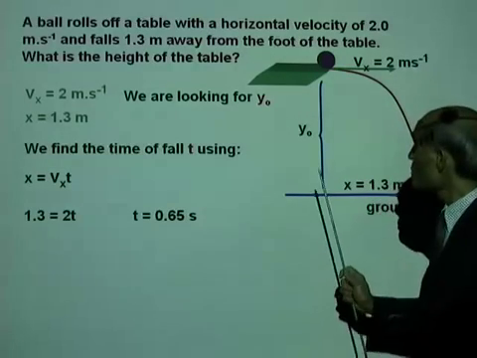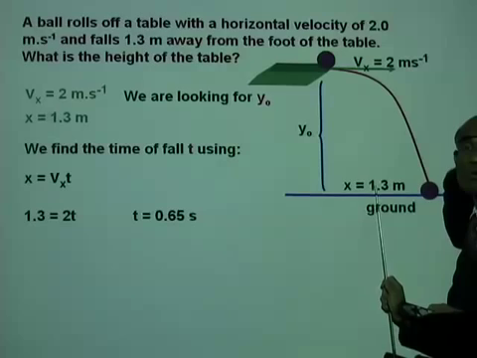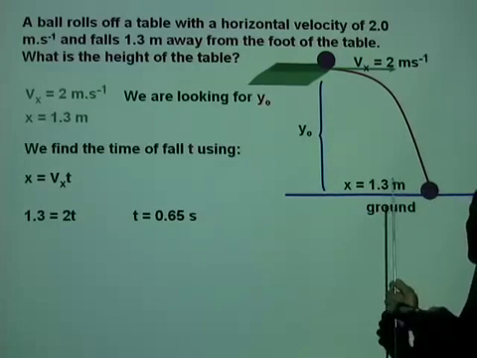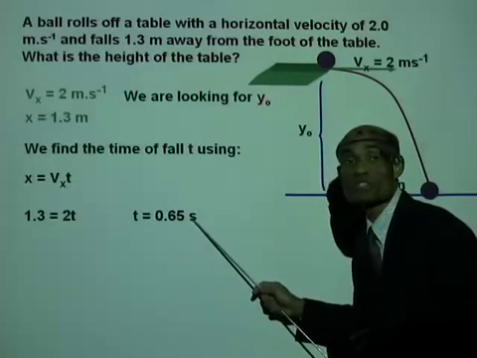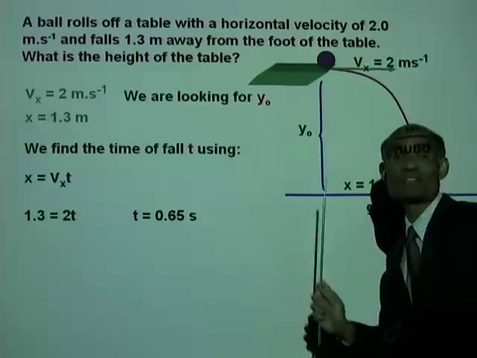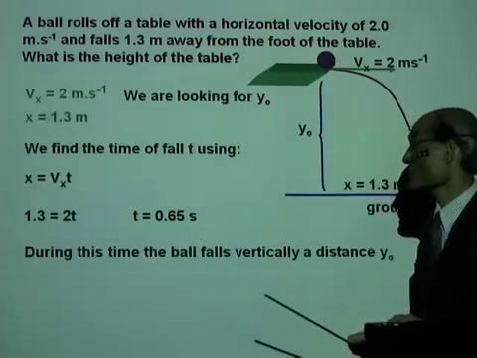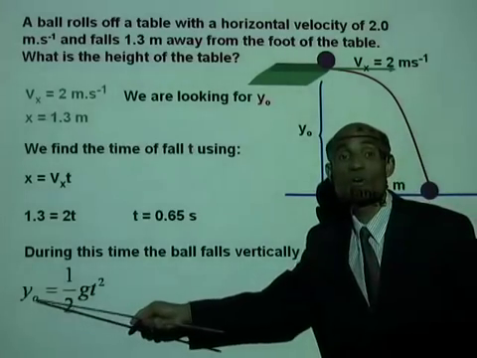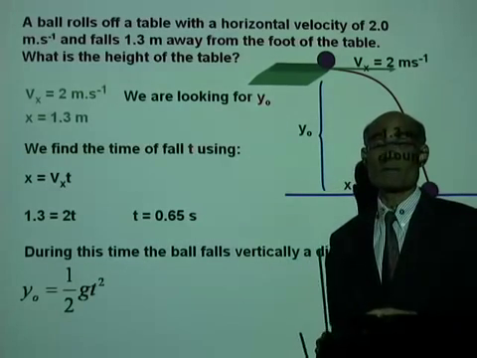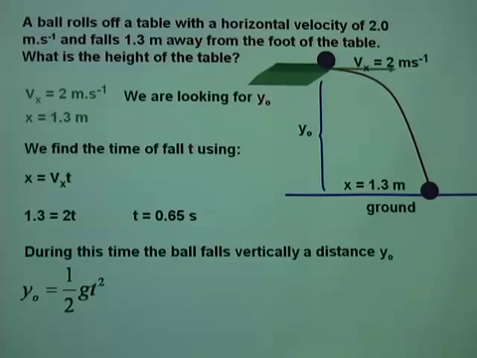You see, we use the horizontal distance traveled by the projected ball to calculate the time taken by it to fall to the ground. And during this time, it traveled a vertical distance y0. So what is the equation for y0? y0 equal to 1/2 gt squared. Well, to be strictly correct, this is our equation.